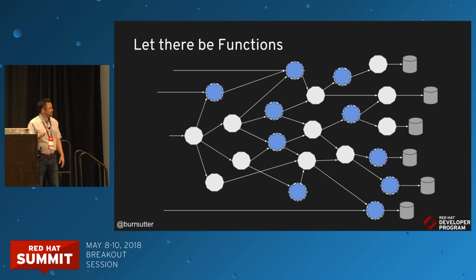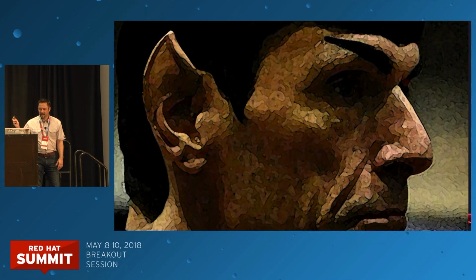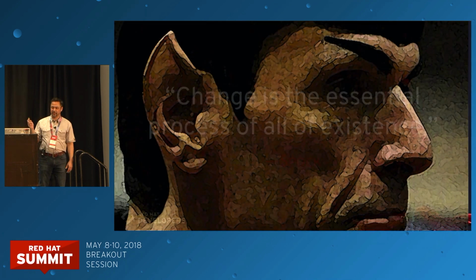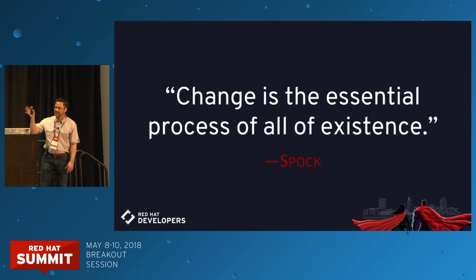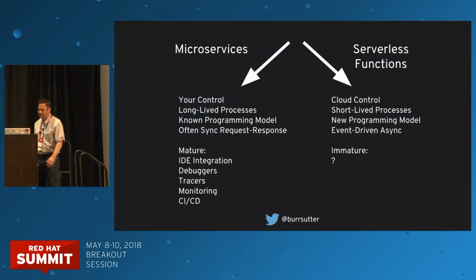Okay, let's keep going here. Another great quote. You know this person with the pointy ears? Change is the essential process of all existence. That's a good one. And if you're a Star Trek fan, you know, you get it. Okay? Now here's the fundamental thing you should be thinking about of microservices versus functions. I mentioned that you can have functions now in this architecture. Your microservices are where you want complete control. You control it. You, the developer, you, the operator, you have control. Okay? That's very critical.